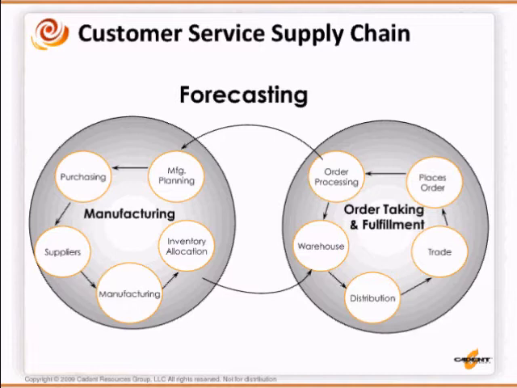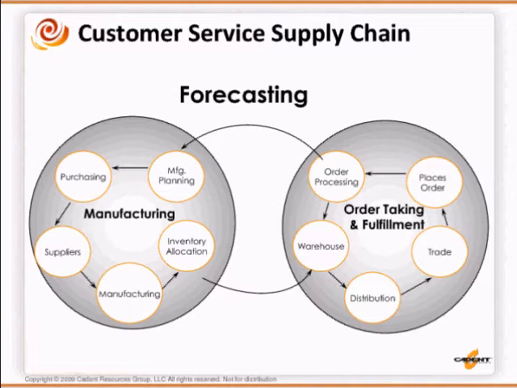This is a model that I've used over my career. I developed it sometime in the 90s. I think that was the first time we drew it. And it has two parts. We have a customer service, or order taking and fulfillment part, and we have a manufacturing part. I should give you a caveat here that my background is largely in consumer packaged goods, so some of the terminology from that industry will seep into the presentation here.